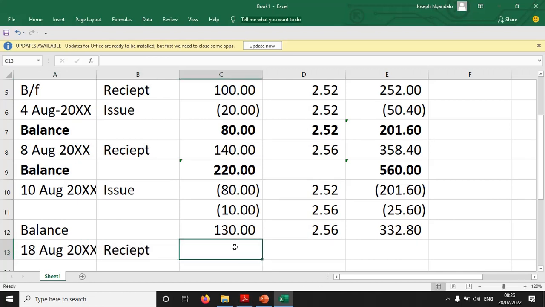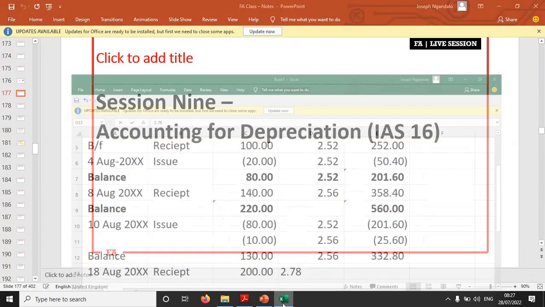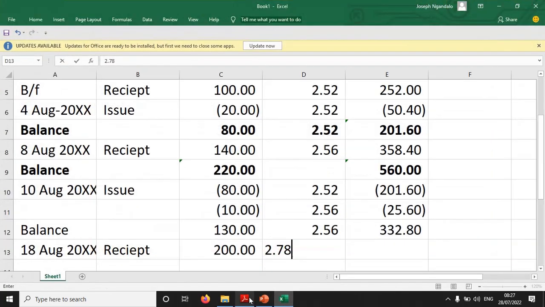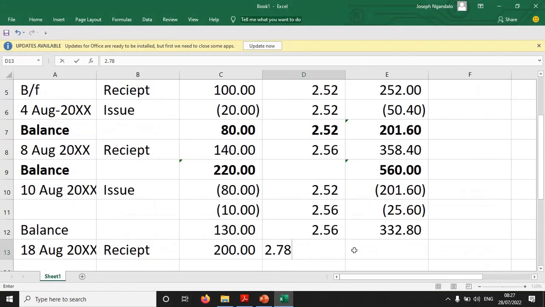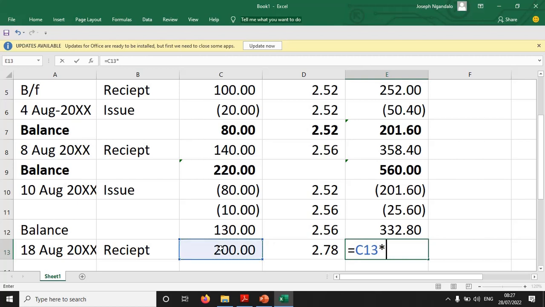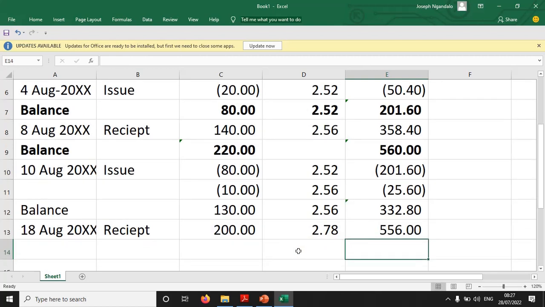How many units, my dear people? 200, right? What is the unit cost? 2.74? Is that correct? 2.78? Okay. See now. 2.78. That's correct. So kindly do the multiplication. How much are you getting as your balance?